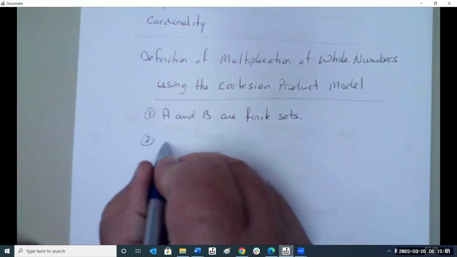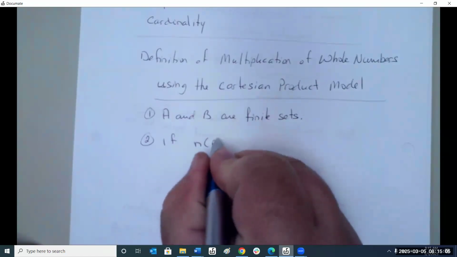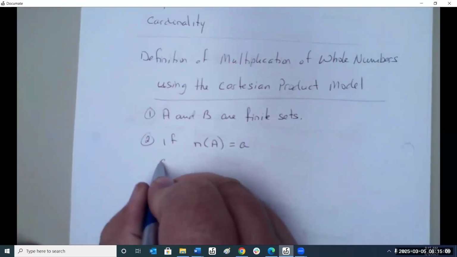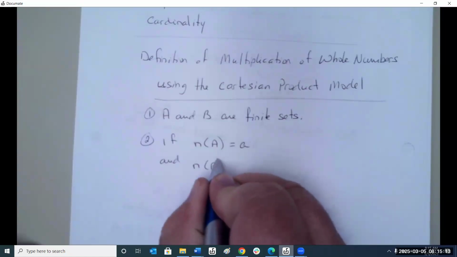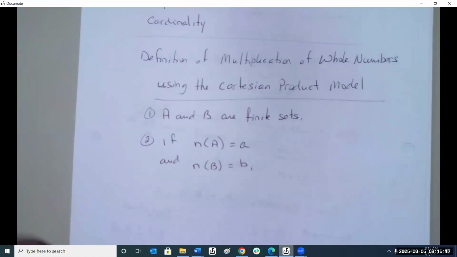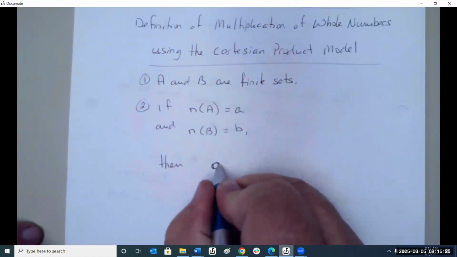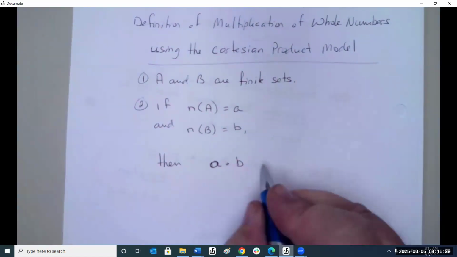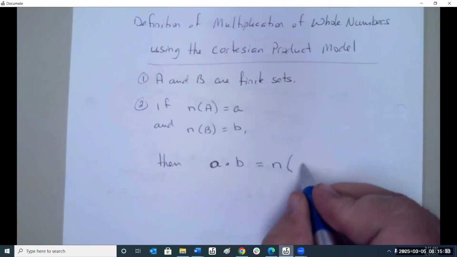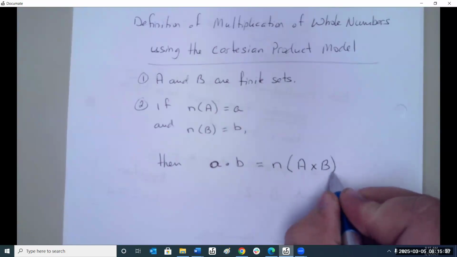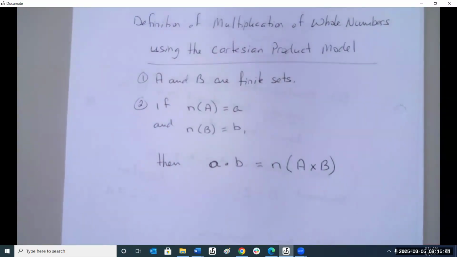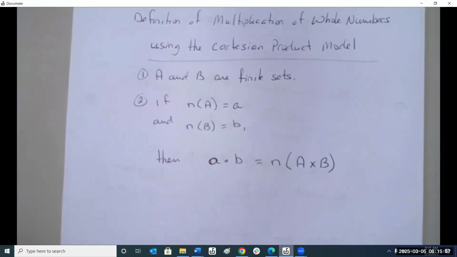Then, if the cardinality of A, let's call it little a, and the cardinality of B equals little b, then the multiplication of little a times little b is equal to the cardinal number of the cross product of sets A and B. Okay, right now it means nothing to you.